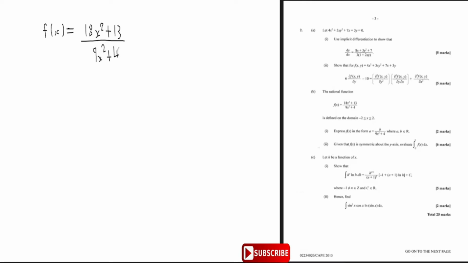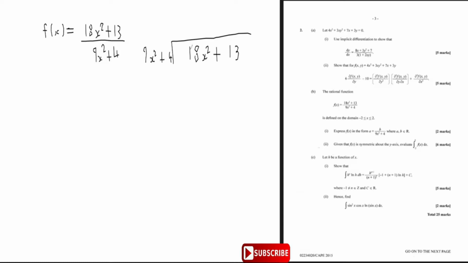They say express f of x in the form a plus b over 9x squared plus 4. So they're asking us to do some polynomial division, some unit 1 stuff. So we're going to divide 18x squared plus 13 by 9x squared plus 4. Doing the polynomial division, let's see what we're going to get.